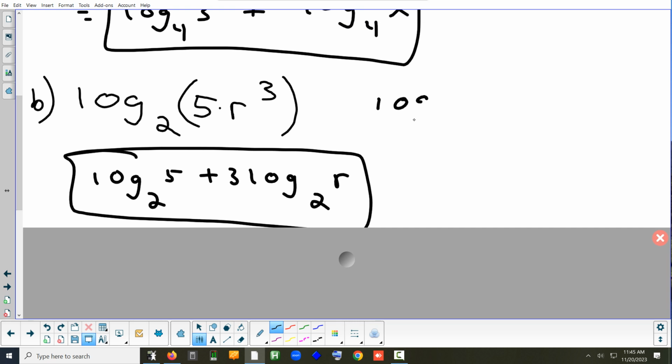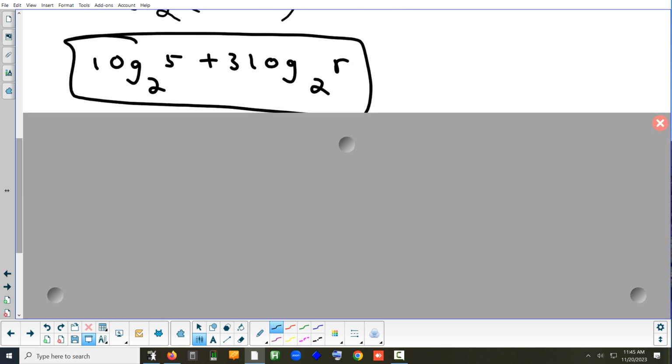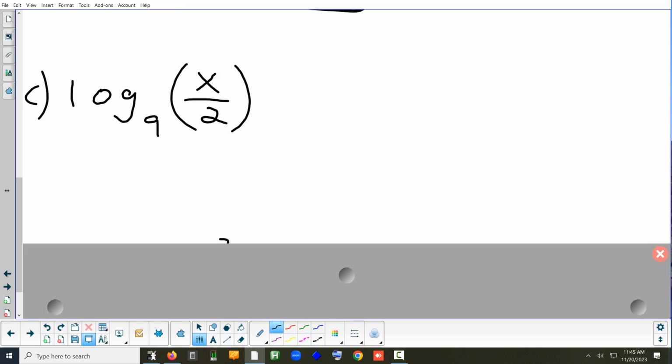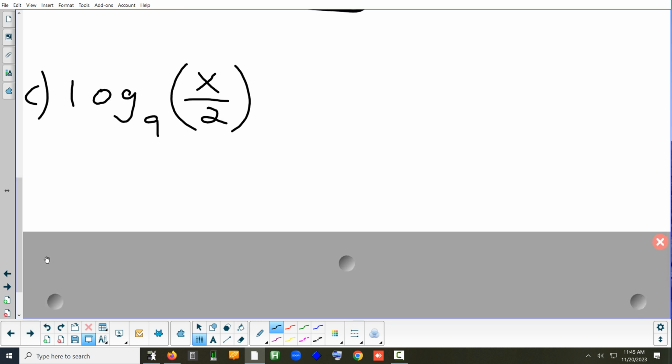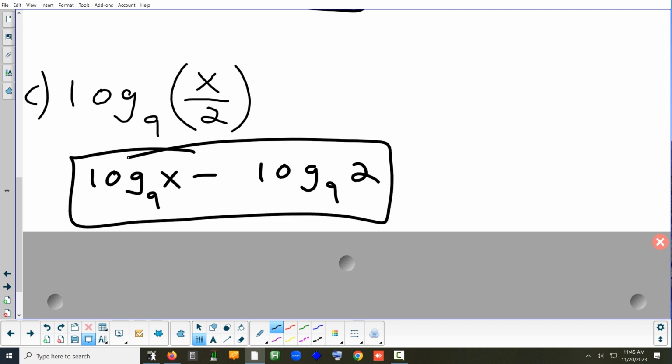Now, if the cube was outside of the parentheses, that's totally different. Now you're going to cube the 5 and the r. Yeah, exactly. Okay, how about this one? Product or quotient? Quotient. So when we split this one up, how is it going to split? Since it's a quotient, it's going to be subtracted. My first argument has to be the one on top, and the second argument, the one on the bottom. There you go.